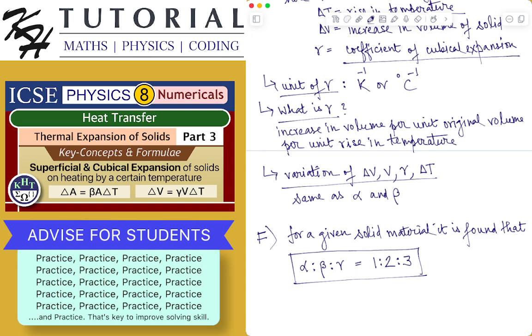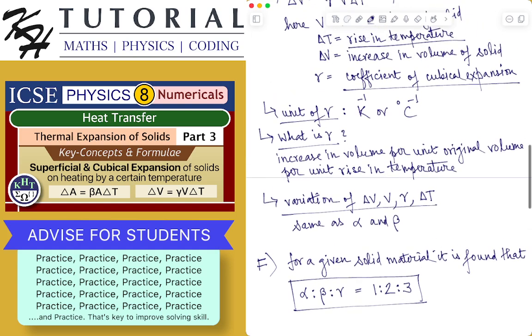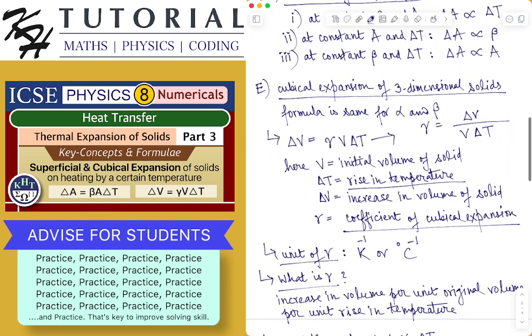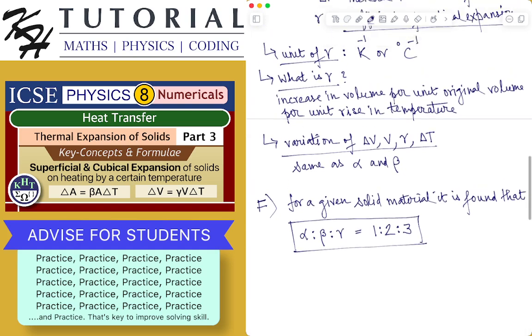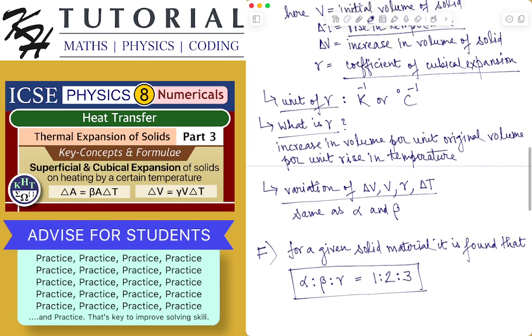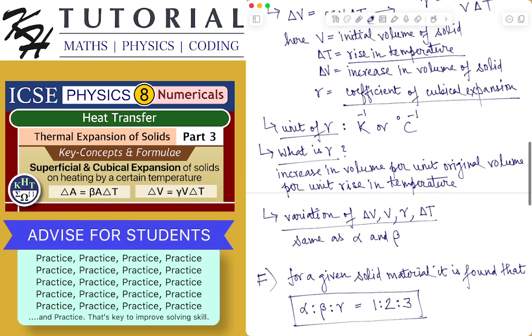So that is all about the problems that can come from the chapter of heat transfer, so far as I have understood. Based on the concepts that I discussed in this video, that is superficial and cubical expansion, and how alpha, beta and gamma are related to each other with the ratio 1:2:3, and the concepts of linear expansion, I will solve a few more problems in the next video, so that you have a good understanding of these concepts of thermal expansion of solids and can solve problems based on them. So please stay tuned for the next video where I will do problem solving.